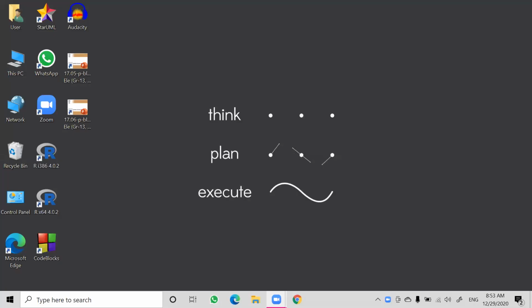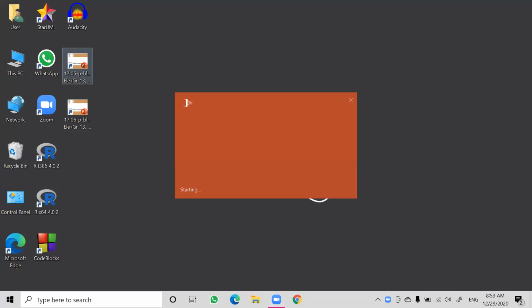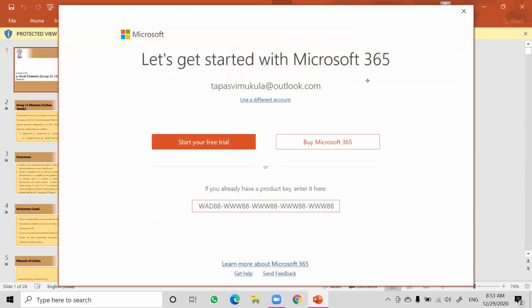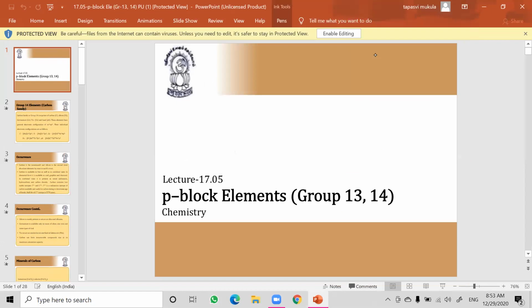Now we are going to start 14 group elements, that is P block elements. In this lecture, we are going to discuss 14 group elements. So please listen carefully, all of you. It's a very important chapter. Let us start now. 14 group elements.